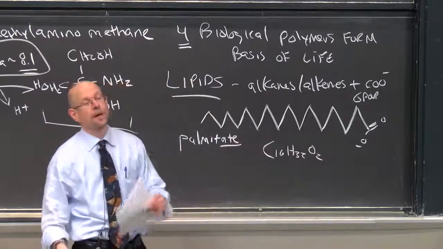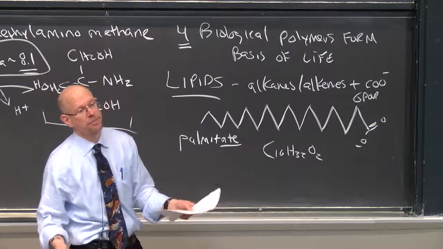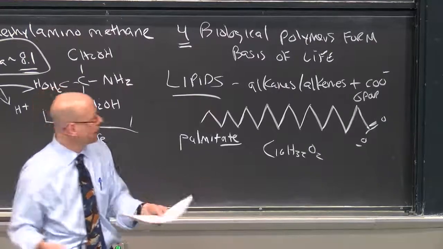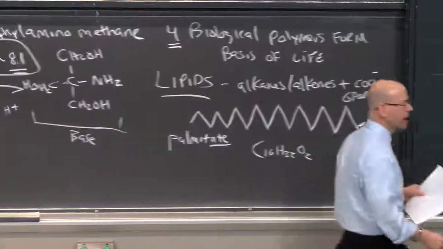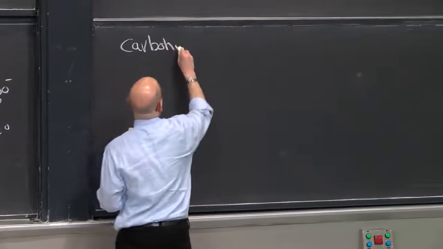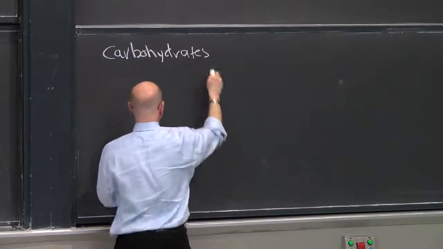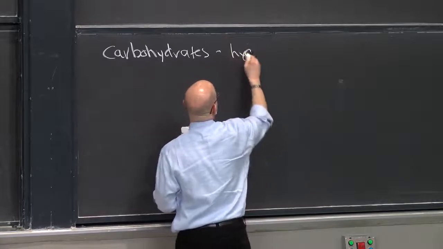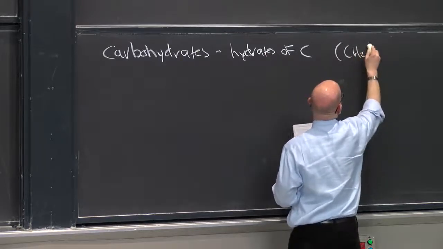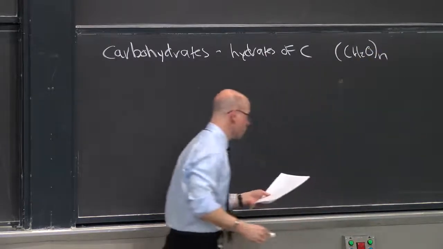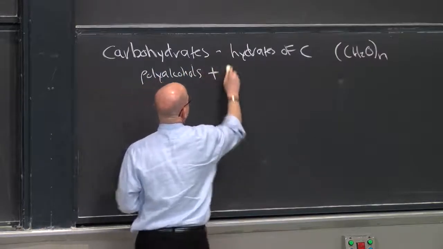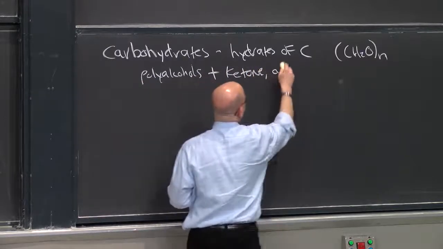Now, sometimes these are esterified to a polyalcohol, to glycerol, and when that happens, we call them triglycerides because the glyceride part is the glycerol polyalcohol. But that's one class of molecules, okay? Alkanes and alkenes. Second class of molecule are carbohydrates. And carbohydrates are literally hydrates of carbon. They have the general formula CH2ON. Okay? And for the most part, these are polyalcohols that either have a ketone or an aldehyde on them.